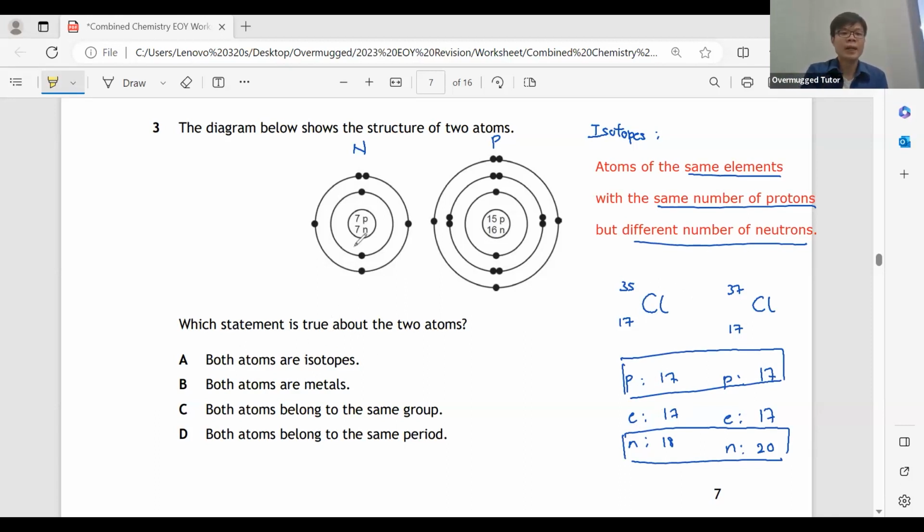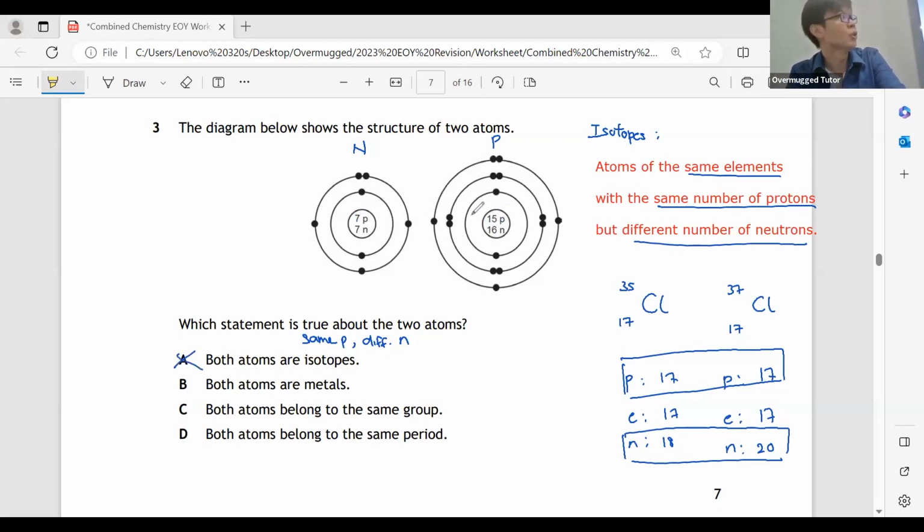Okay. Now, are both of them isotopes or not? Whenever you see isotopes, what I recommend is you write the short form. Same P, different N. Why? Because the moment you see the answer, you will get confused and you start to doubt yourself. So before you even look at the answer and get confused, you write this first, get your thoughts straight first. Okay? So both have different numbers of protons already, so they are not isotopes. In fact, they are different elements, so out.